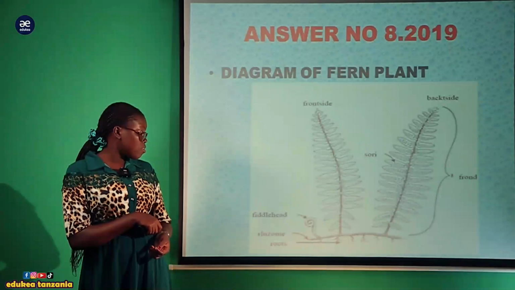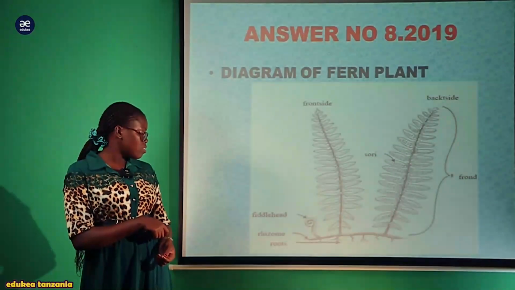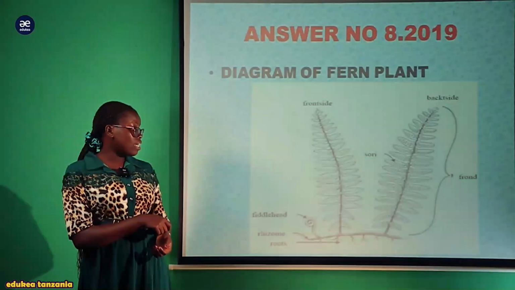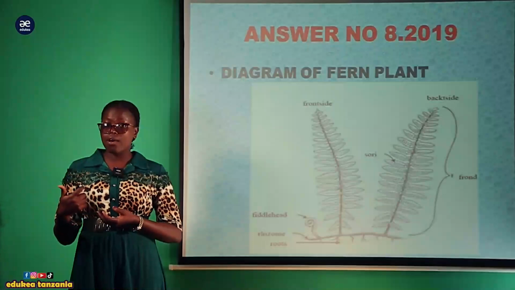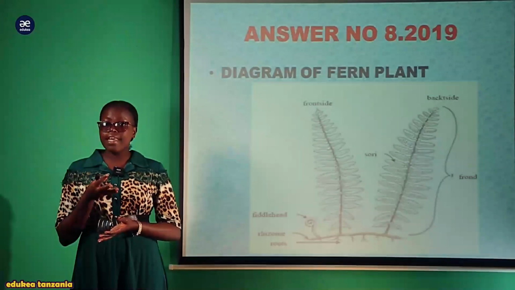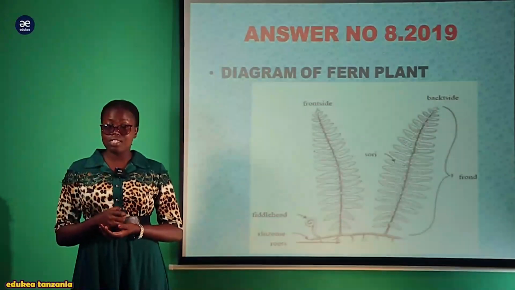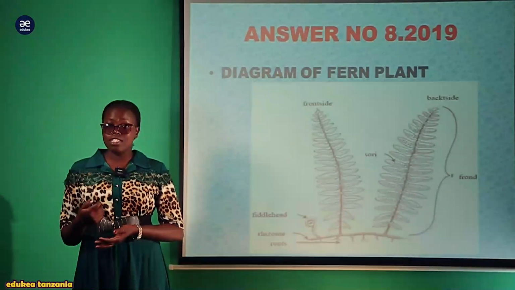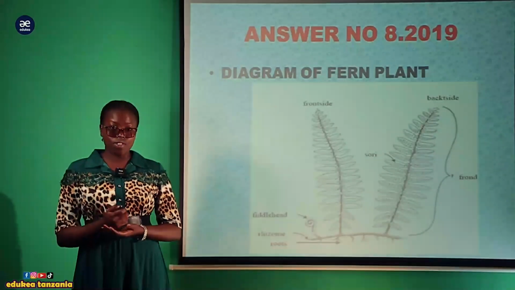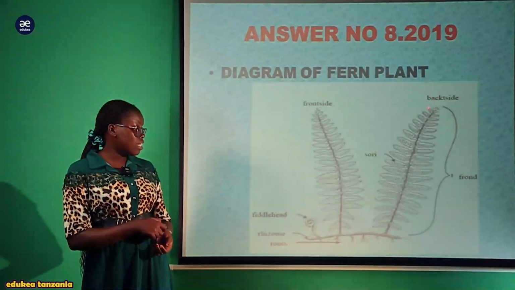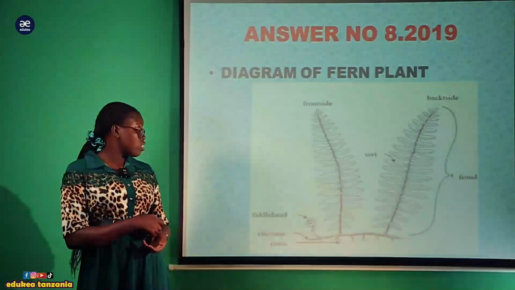The rhizome, this is a modified stem. This is the root for the absorption. And these are the leaves, in which within the leaves there is sporangia. Sporangia, this is where the spores are produced. And they are arranged in the leaf to form a structure which is known as the sori. So within the sori is where the sporangia are, where the spores tend to develop in the leaves of this fern plant. Also, we see that the leaves of the fern plant are known as the fronds.